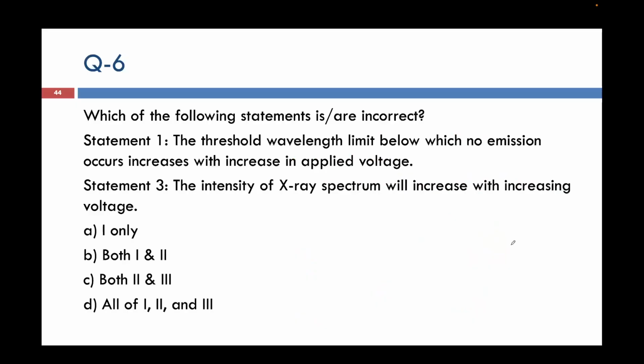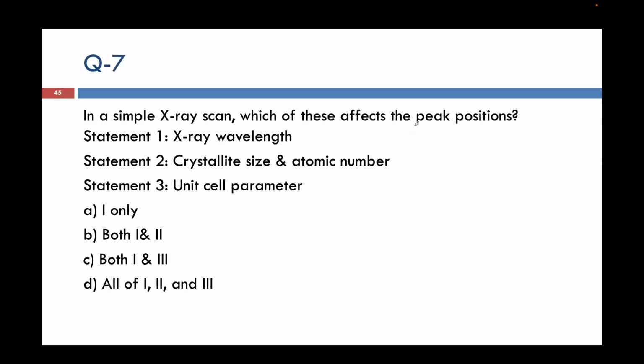Which of the following statements are incorrect? These are the kinds of questions that can also come, where we have to see whether statements are correct or incorrect. Statement 1: the threshold wavelength limit below which no emission occurs increases with applied voltage. The intensity of the X-ray spectrum will increase with increasing voltage. Yes, this is correct. Since statement 2 is not there, we'll leave this question. Maybe some mistake happened. We'll go to question 7.